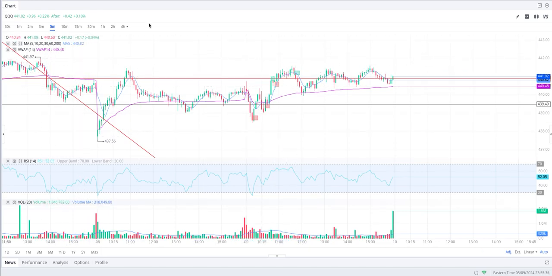This is the chart from my morning trades on QQQ. As you can see, these red boxes are my entries, and green boxes are my exits and profit.